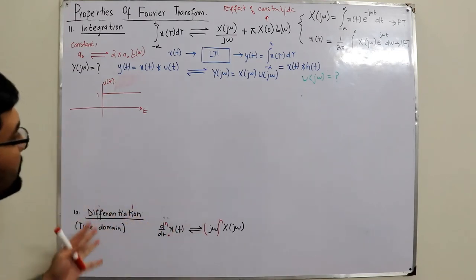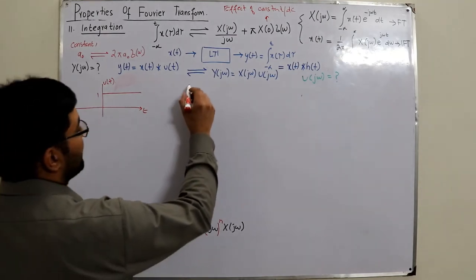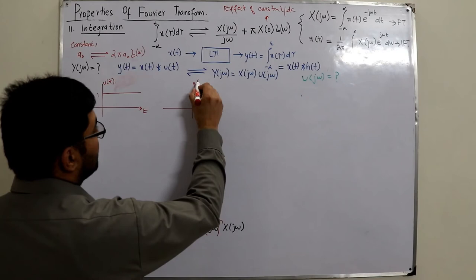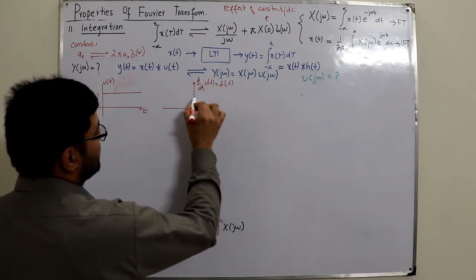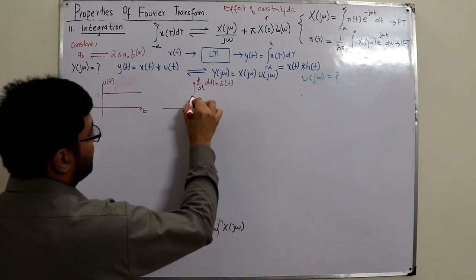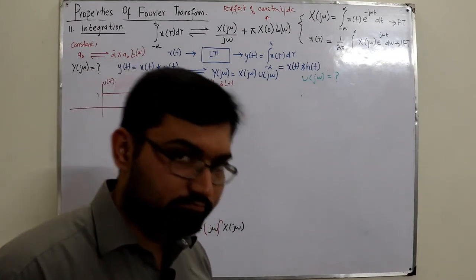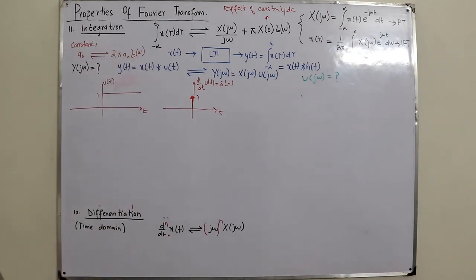For now, we know the basic properties. I'm doing it through properties. I take the derivative of it. What is the derivative? The derivative of the unit step signal is an impulse. We know this.